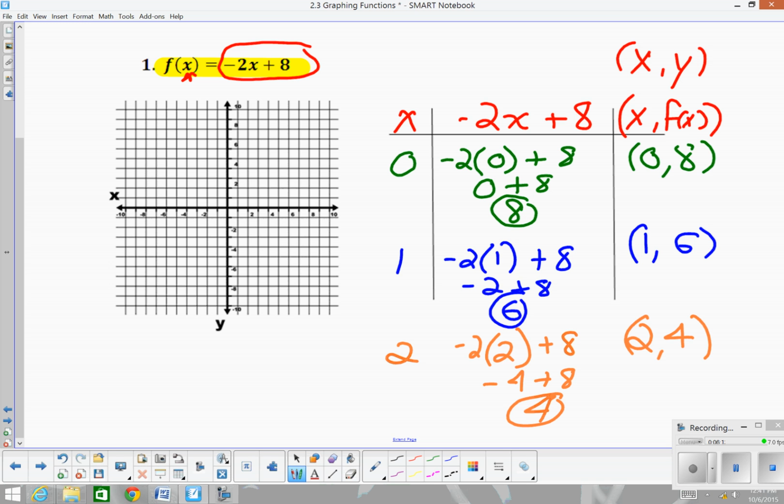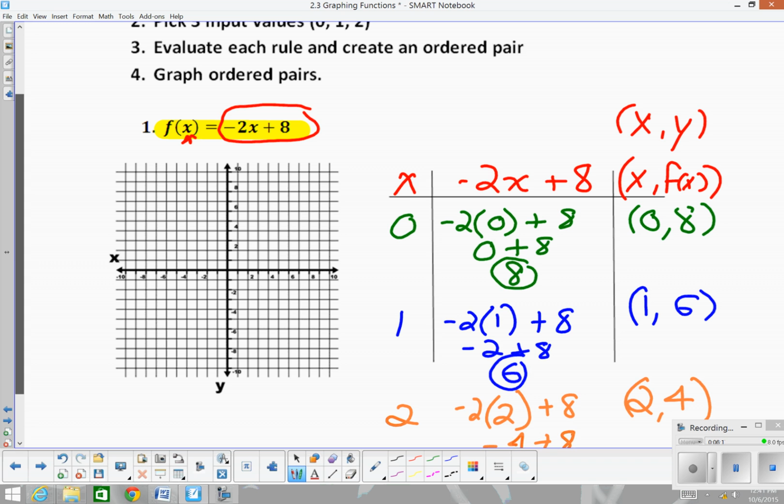If I want to plot those ordered pairs, I'm going to come over to my graph. So let's plot that first one. I'm going to color code. Let's go green. So 0 on the x-axis, and my y value is 8. So all I'm going to do is go up 8. 1, 2, 3, 4, 5, 6, 7, 8 right there. My blue coordinate is going to be 1, 6, so I'm going to go right 1. I'm going to go up 6. 1, 2, 3, 4, 5, 6.